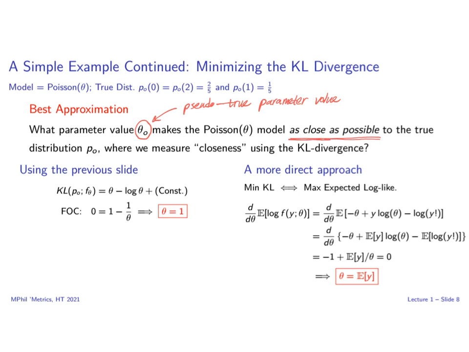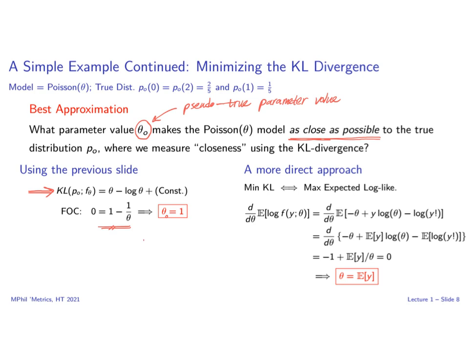So if we use the result from the previous slide where we calculated the Kullback-Leibler divergence, we saw that it was theta minus log of theta plus a somewhat complicated constant. If we take the first order condition, we discover that the optimal choice for theta is 1. So, by calculating the Kullback-Leibler divergence, which took us quite a while, we were able to work out the pseudo-true parameter value. Theta is equal to 1.